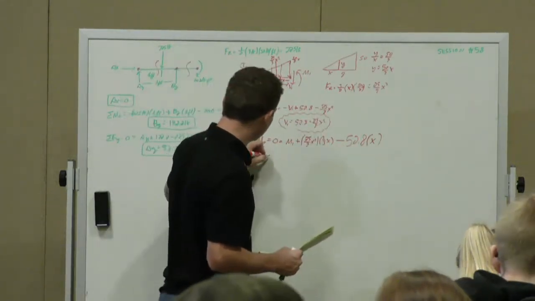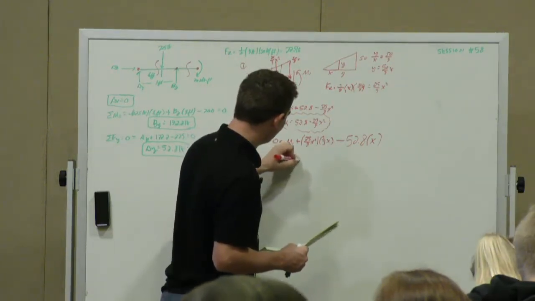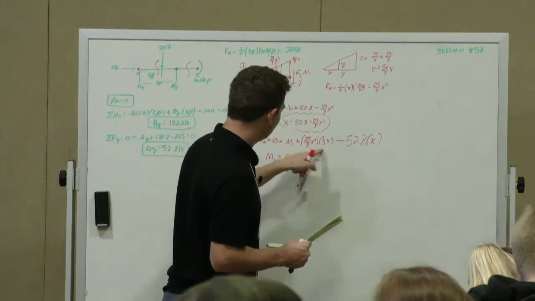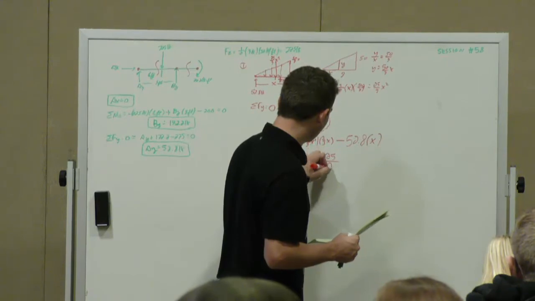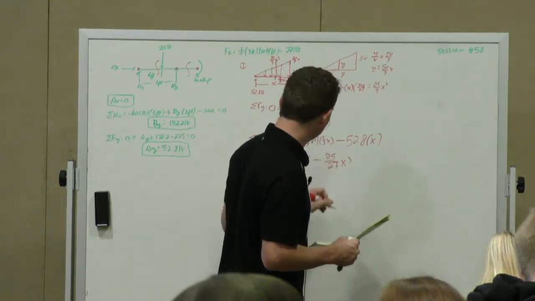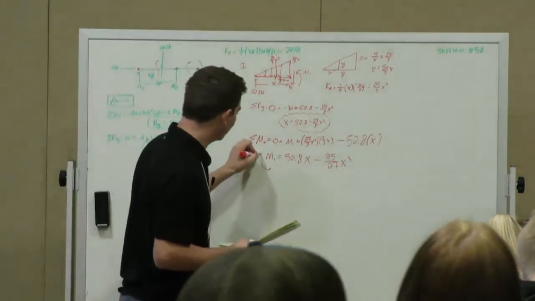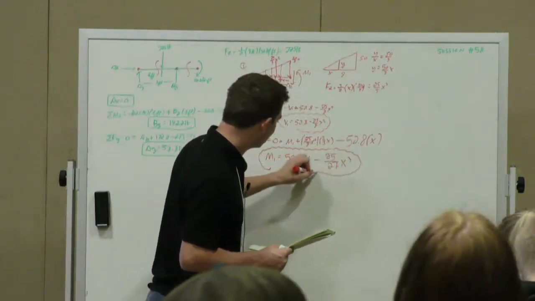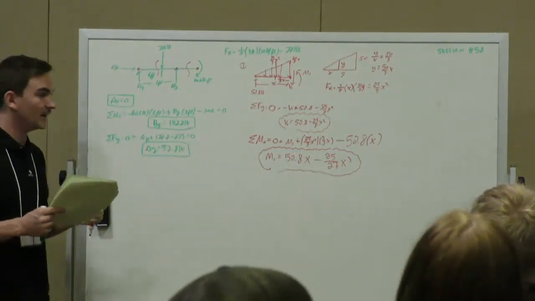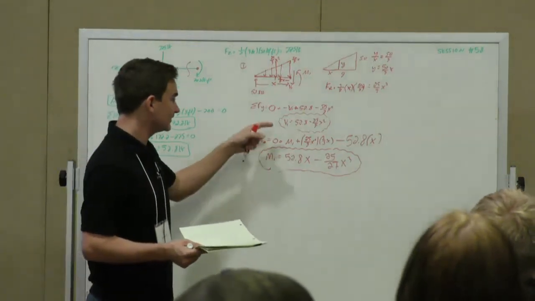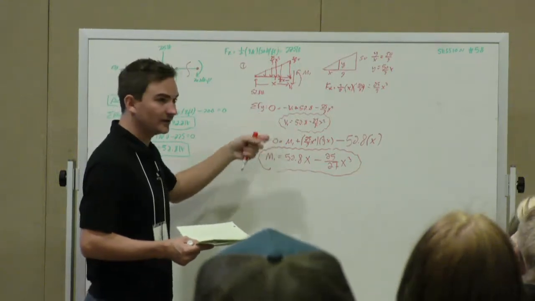So now if we add these to the other side, we have m1 is equal to positive 52.8x. And we could simplify this. So we have 25 over 27 x cubed. And a good way to double check to see if your moment equation is correct: does anyone know the relationship between the moment and your shear? Yeah, so the moment equation is the integral of your shear equation. And opposite would be your shear is the derivative of your moment.